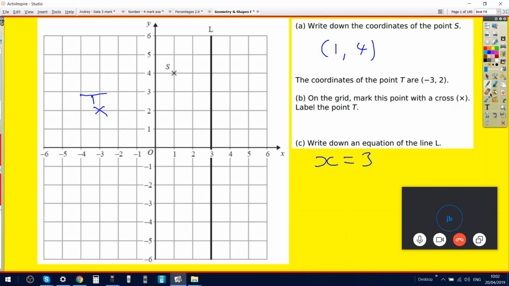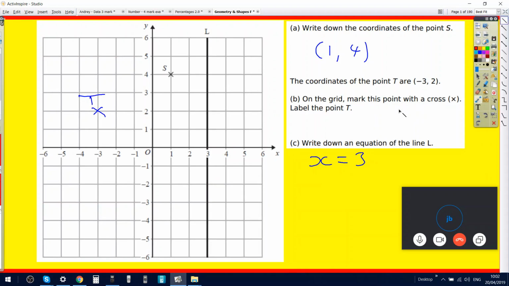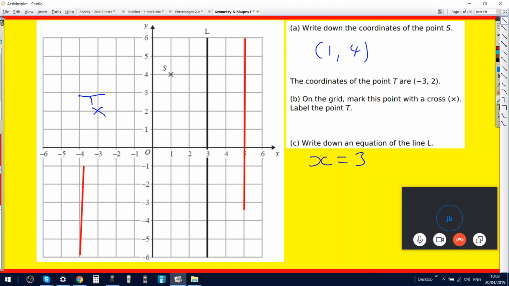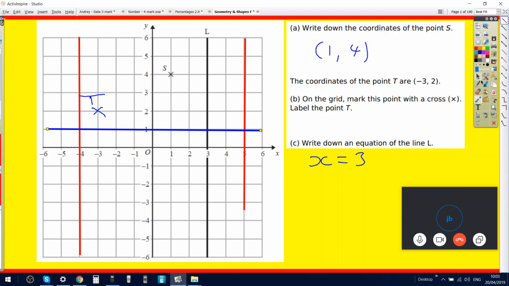Okay. So what would be the equation of this one? X equals 5. How about this one? X equals -4. And then any idea about this one? Is that y equals 1? Yeah.